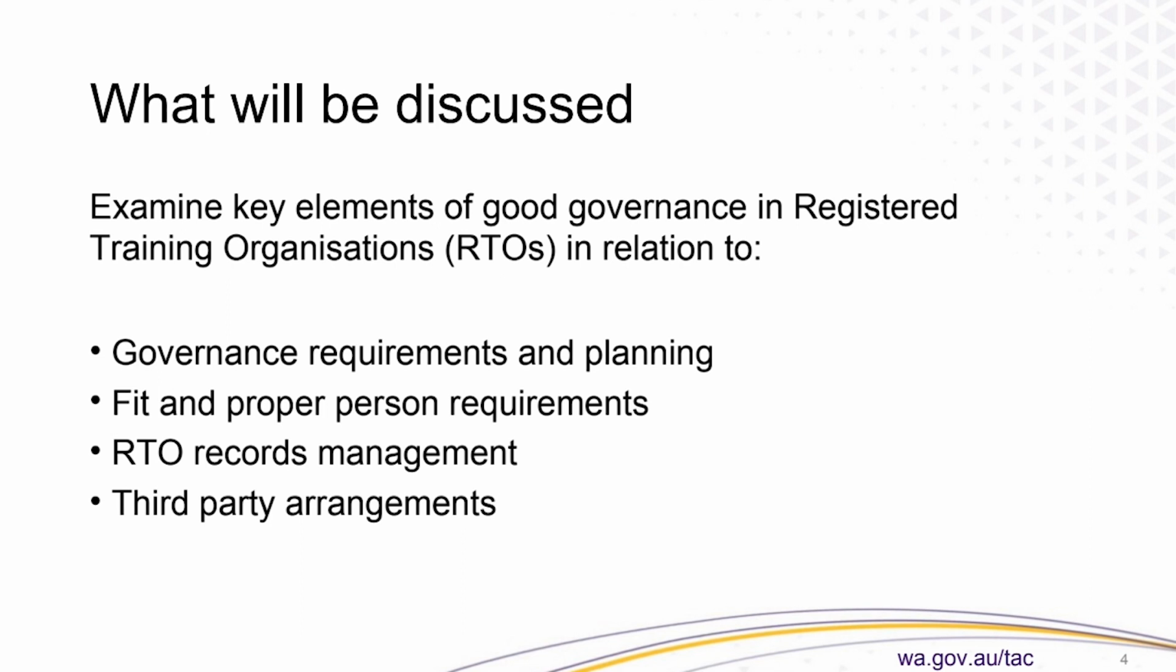So in particular, we'll look at the governance requirements and planning that exist for RTOs. We're going to look at the fit and proper persons requirements, and these have changed very recently. We will look at RTO records management. This is always one that when we spend time in RTOs, you have lots of records and bits of paper that you do need, and you also have lots that you don't need. And we are also going to talk about third-party arrangements, because they're a situation where there's often quite a bit of risk associated for the RTO.